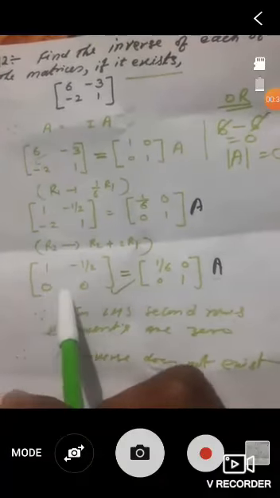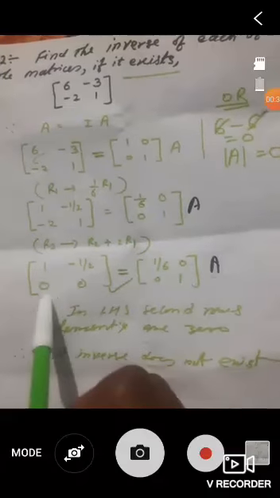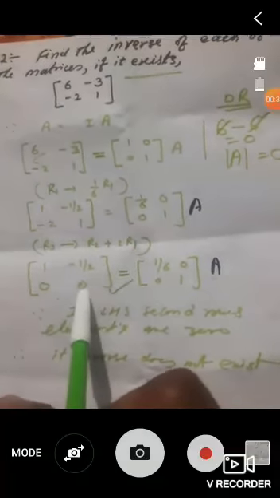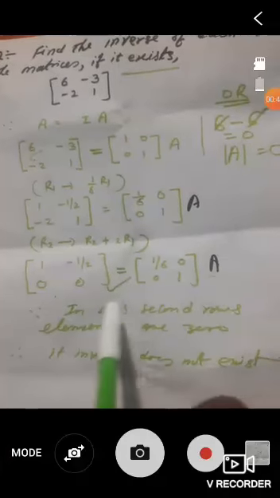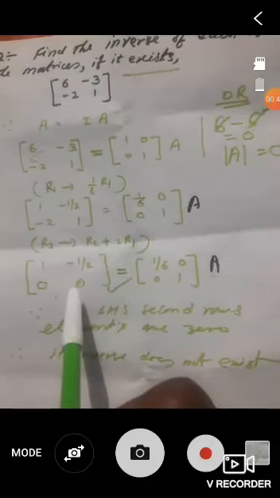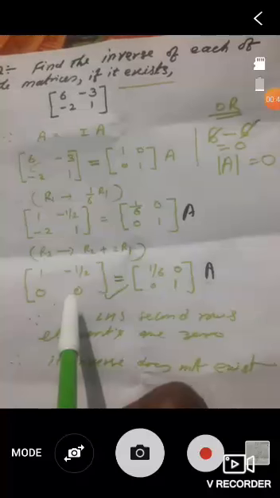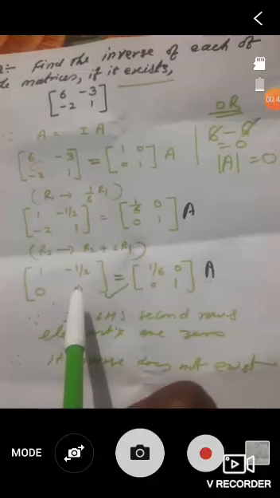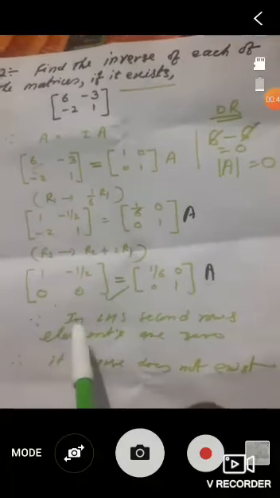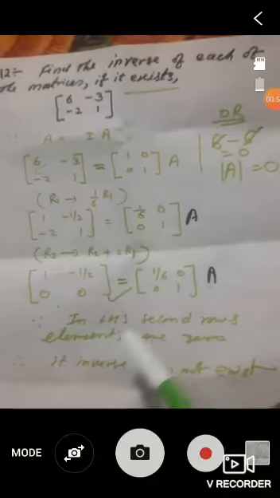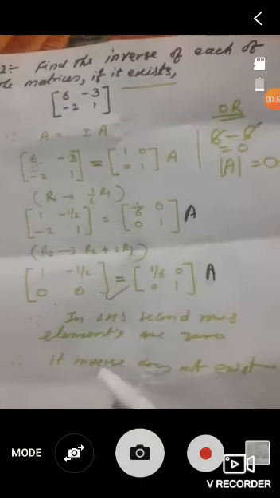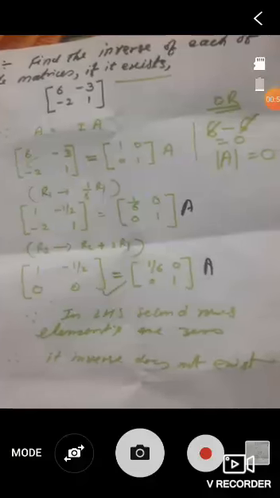For doing this, unfortunately we get both elements of the second row as 0. This indicates that the inverse of the given matrix does not exist. On the left hand side, the second row elements are 0, so its inverse does not exist.